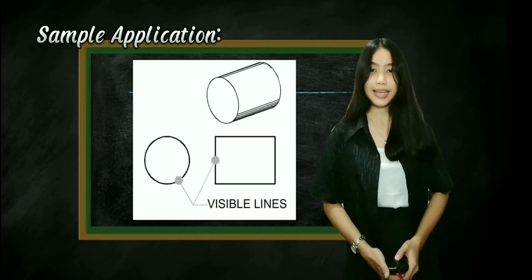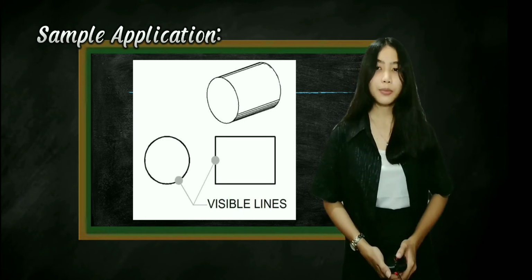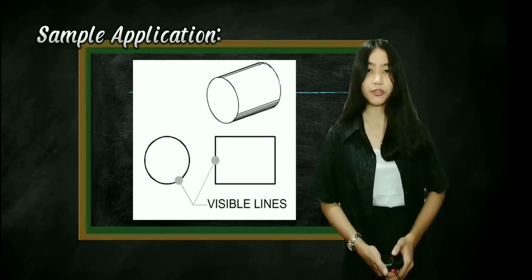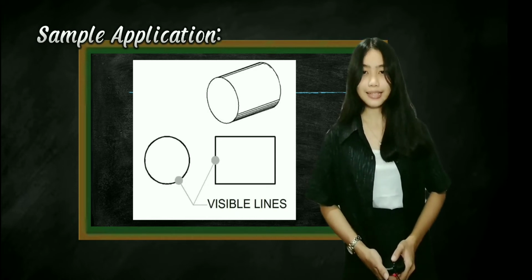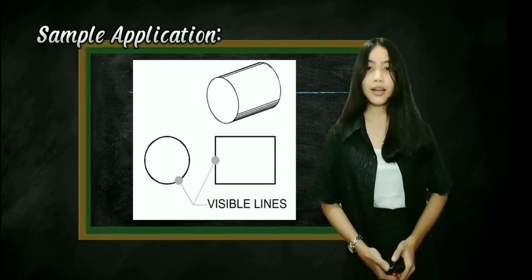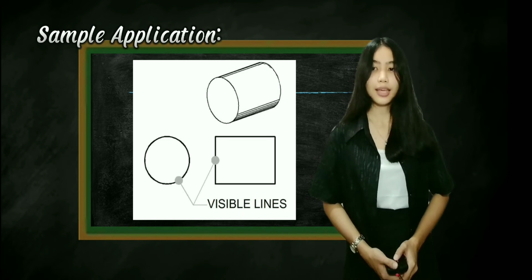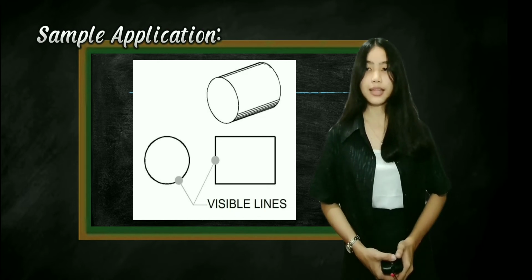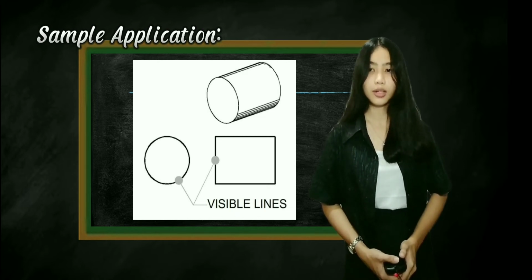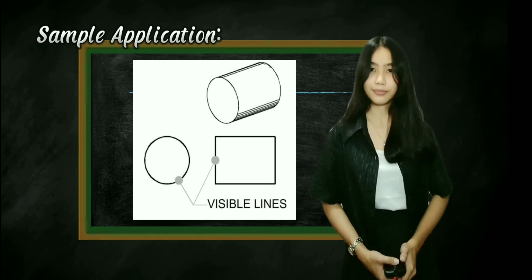As you can see in the sample picture, visible lines are continuous and thick, measuring 0.5 to 0.6 mm. They are drawn as solid lines with a thick, heavy weight. So why is it drawn as solid lines? It is because they should stand out clearly in contrast to other lines so that the shape of an object is apparent to the eye.